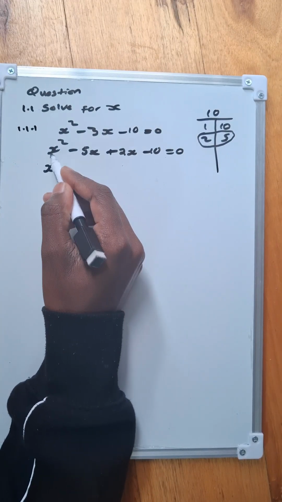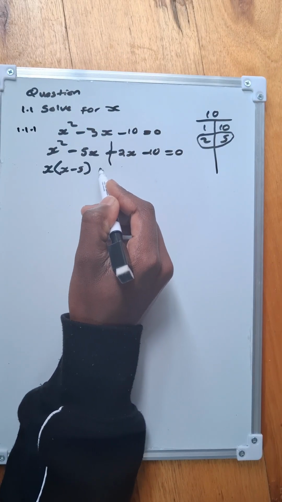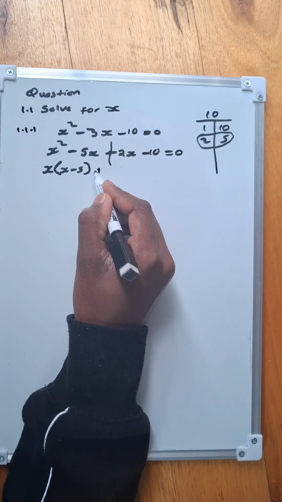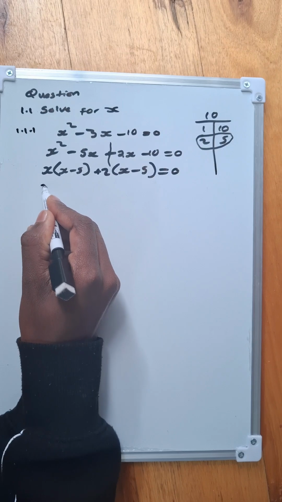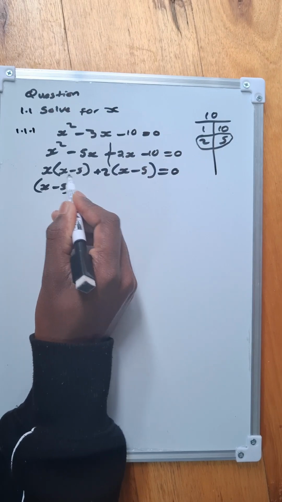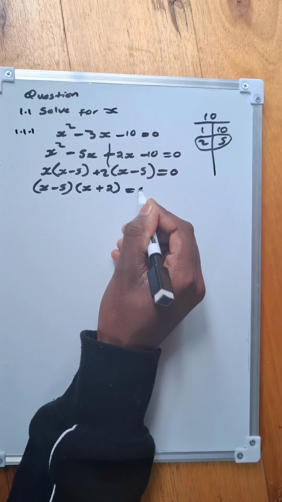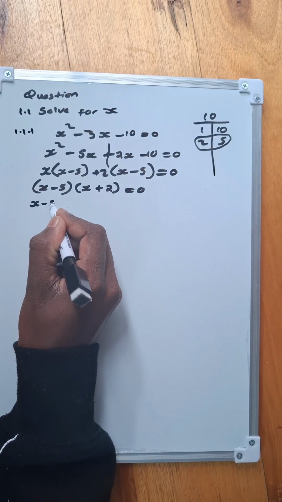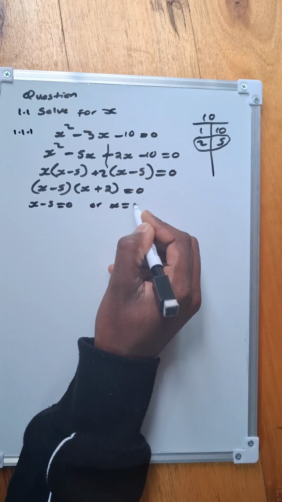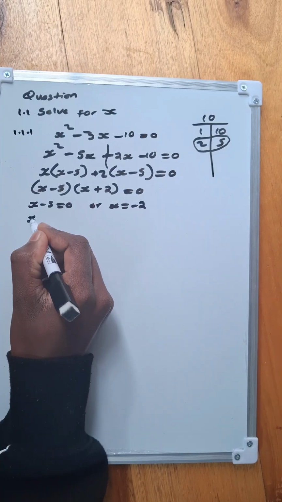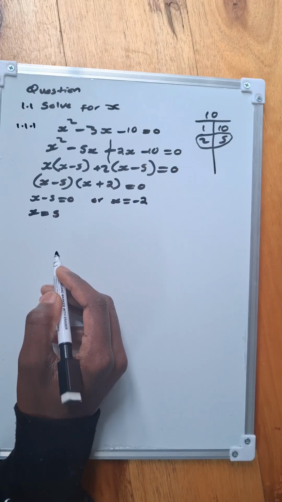So we factor out the common factor. It will be x minus 5. Here, since it was plus, it is plus 2 times (x minus 5) equals 0. So we take out the common bracket, which is x minus 5. Here I'm left with x, then there I'm left with 2. It is 0. So the first bracket we equate to 0, or the second bracket we equate to 0. Here it will change sign. So this is 5, this is minus 2. Then here are my answers.